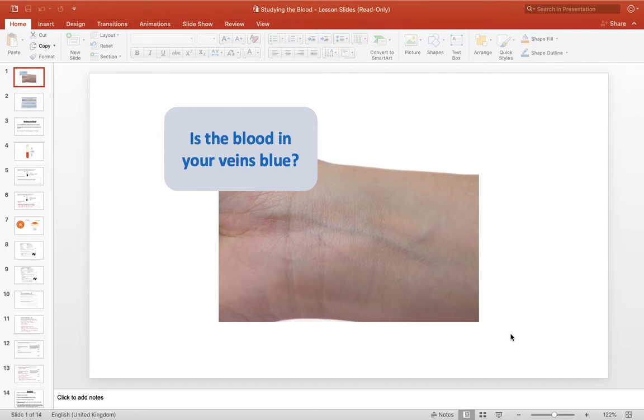If you look at the screen, there is a starter. This is on the PowerPoint that you've got as well. It says, "Is the blood in your veins blue?" I would like you to pause the video and have a think to yourself what you think. Is the blood in your veins blue? Press play on the video when you're ready to resume.